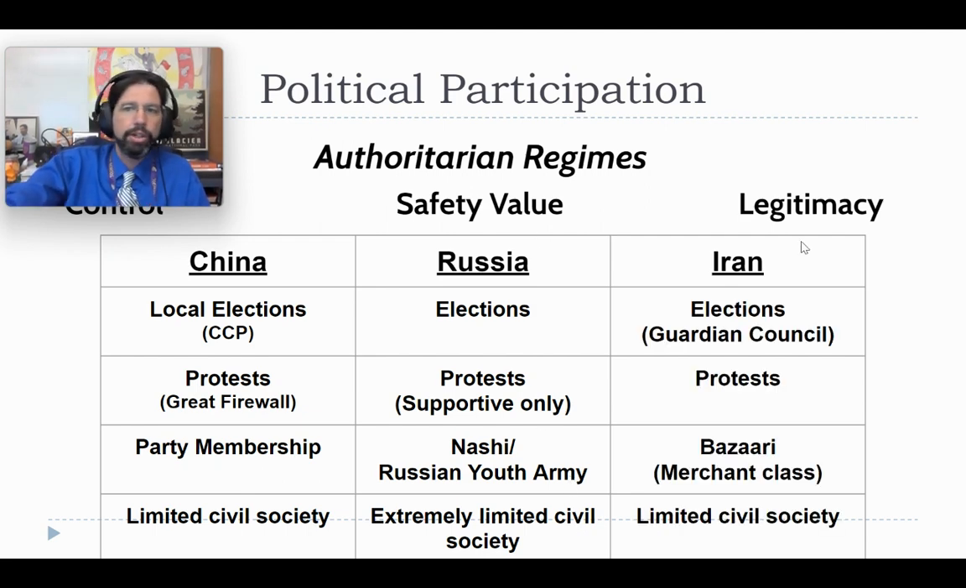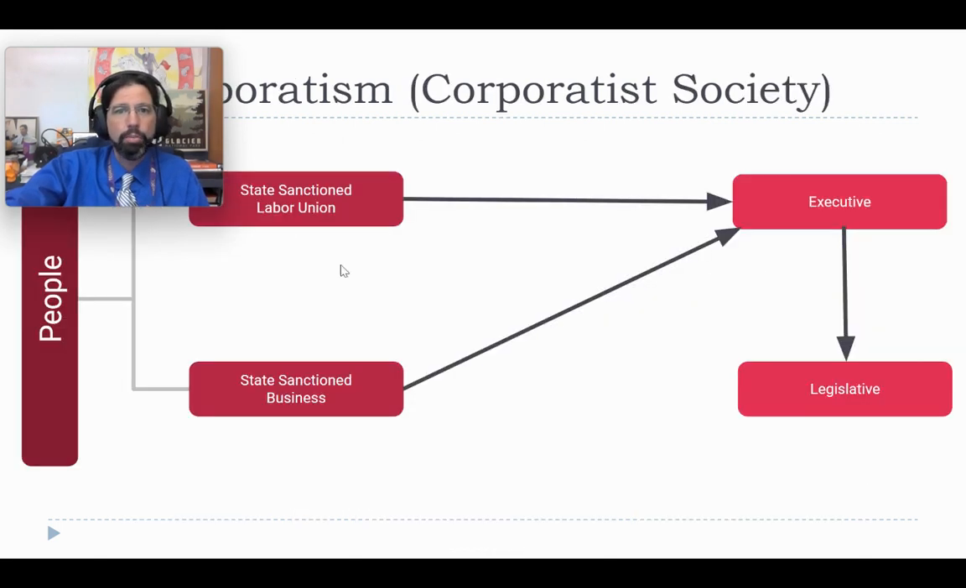Iran has elections for legitimacy, even though the Guardian Council manipulates them. There are protests, as we've seen with Mahsa Amini and the Green Movement. You have the merchant class, the Bazaris. This is the middle upper class business leaders that have a lot of influence on what goes on in government. When the economy gets really bad, they start to rise up and complain, and things get done. Civil society does exist in Iran, but it is, again, very limited and very constrained by the authoritarian regime.